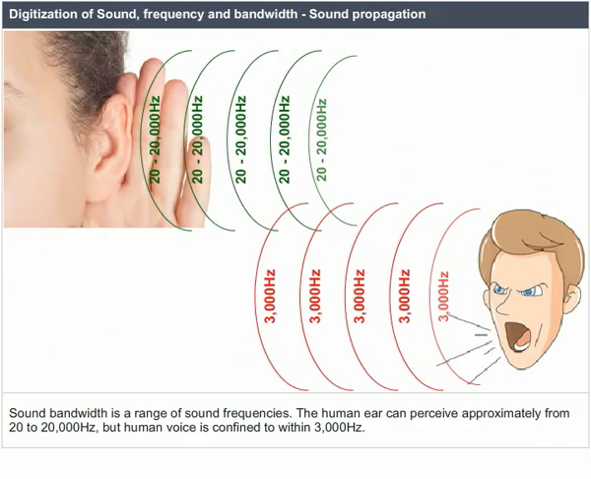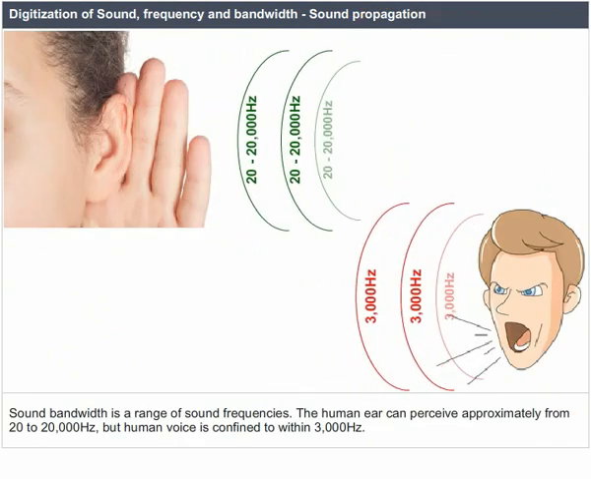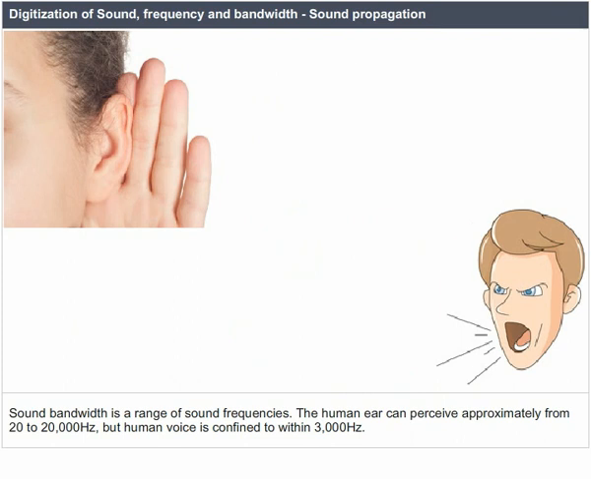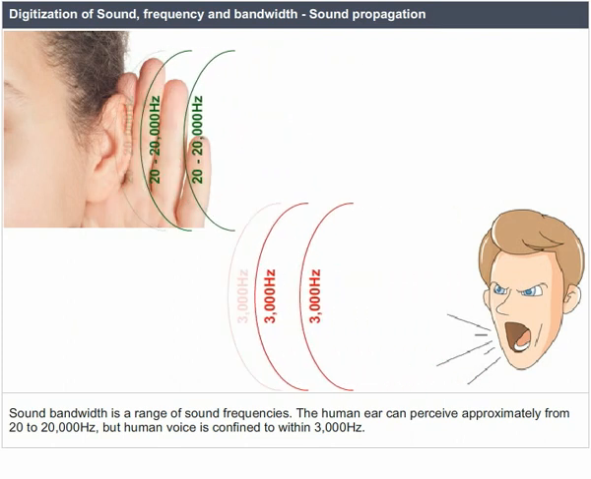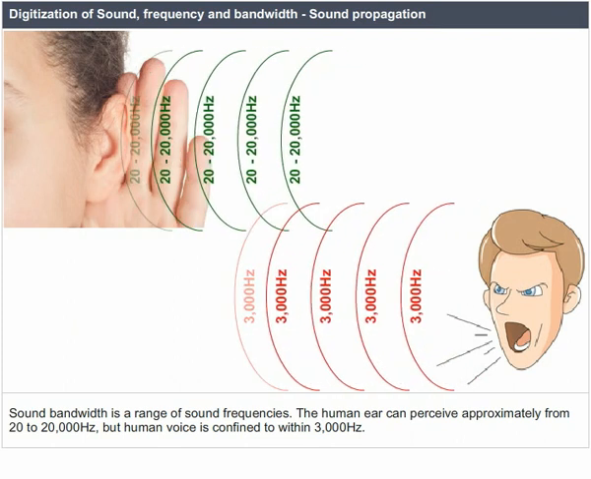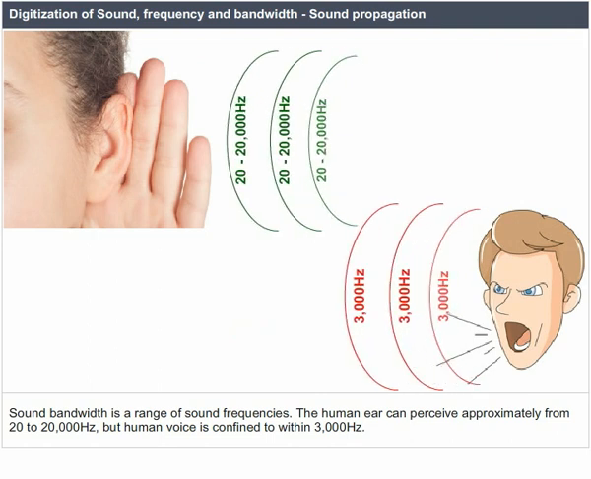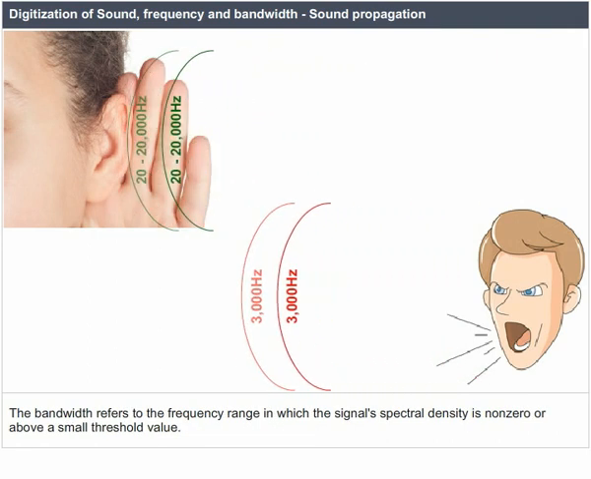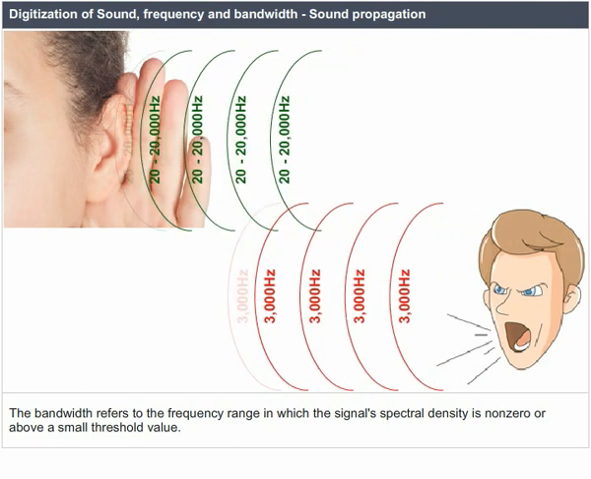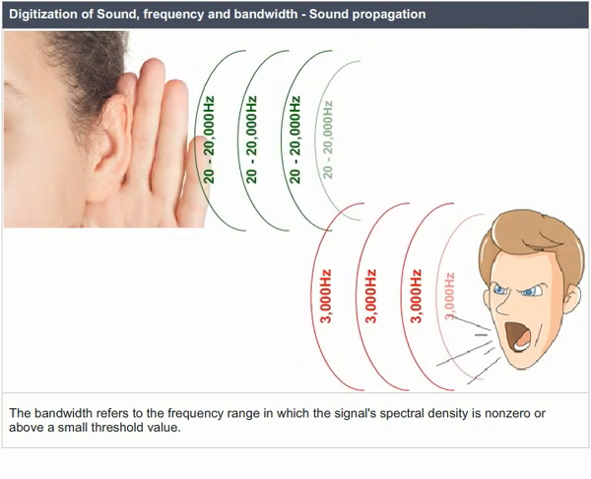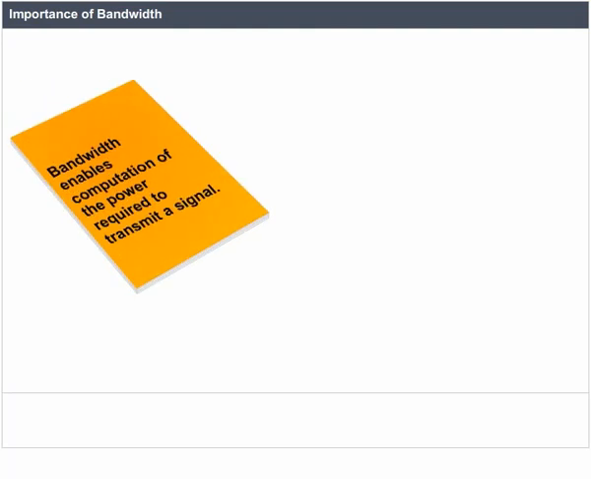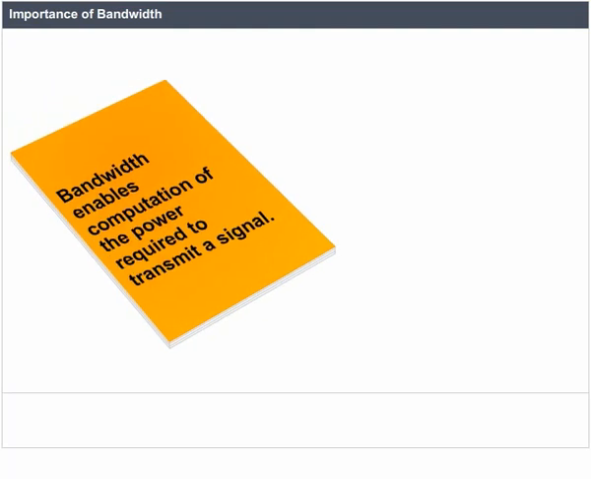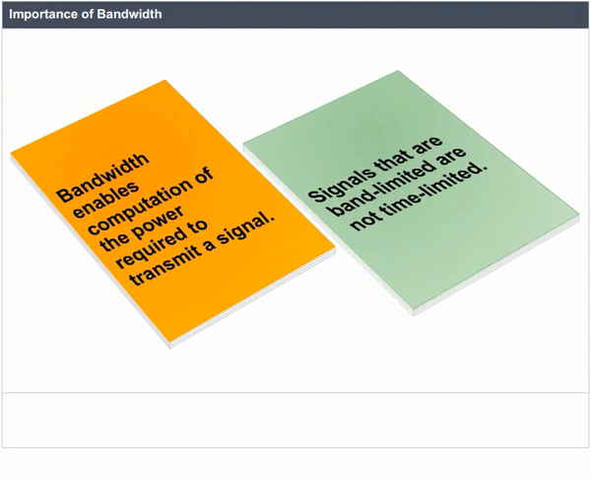Sound bandwidth is a range of sound frequencies. The human ear can perceive approximately from 20 to 20,000 Hz, but human voice is confined to within 3,000 Hz. The bandwidth refers to the frequency range in which the signal's spectral density is non-zero or above a small threshold value. Importance of bandwidth: bandwidth enables computation of the power required to transmit a signal. Signals that are band-limited are not time-limited.